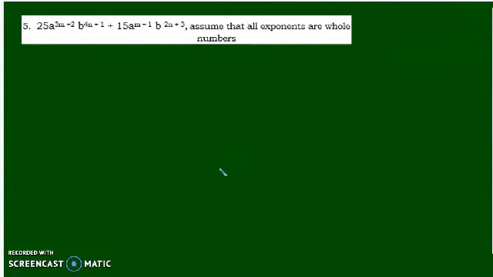Alright, let's have the fifth example, which is 25 a raised to the power of 3m plus 2, b raised to the power of 4n plus 1, plus 15 a raised to the power of m minus 1, b raised to 2n plus 3, and then assume that all exponents are whole numbers. So, what do you think is the GCF of this polynomial? The GCF of 25 and 15 is 5.